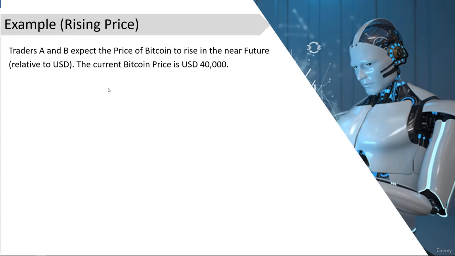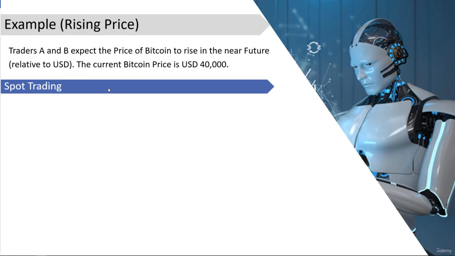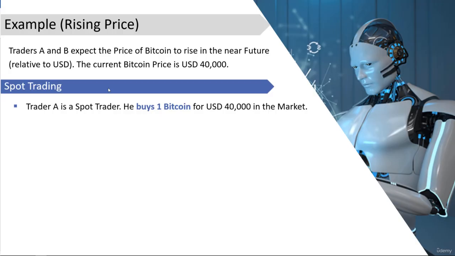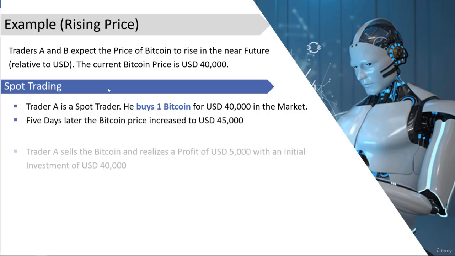We have traders A and B, and they expect the price of Bitcoin to rise in the near future, relative to the US dollar. The current Bitcoin price is, for example, 40,000. Then to benefit from rising prices, Trader A does the following. Trader A is a spot trader, and he buys, for example, one Bitcoin for 40,000 US dollars in the market. And then 5 days later, the Bitcoin price has increased to 45,000.